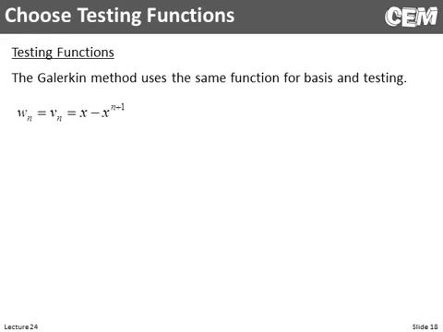Next, we want to choose our testing function. So this would be our new set of basis functions. In the Galerkin method, we use the same new set of basis functions as our old. So our testing functions, our w's, will be the same as the v's. We'll use the exact same thing. So when we take the inner product of both sides of our equation, we're going to use those same basis functions.